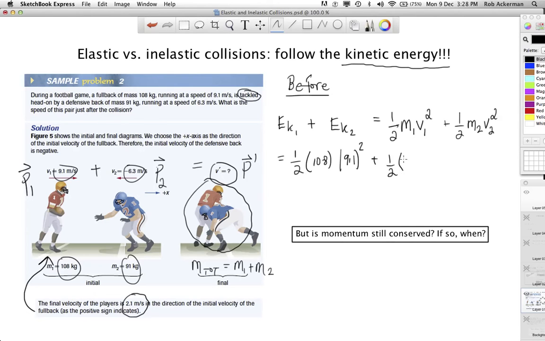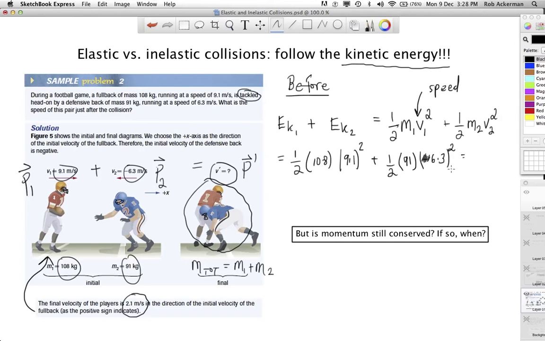A half, here we have 91, and now here's a question. Do I put in the negative 6.3, or do I just put in 6.3? First of all, kinetic energy has speed in it. So this equation does not care about the direction that you're going, so you don't need the negative. But even if you do put it in, keep in mind you're squaring, so it's going to become positive anyway. So I'm going to leave it out, but if you happen to put it in during a test or something, that's not a big deal.